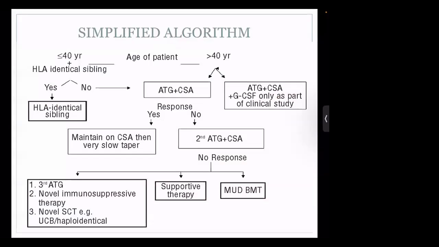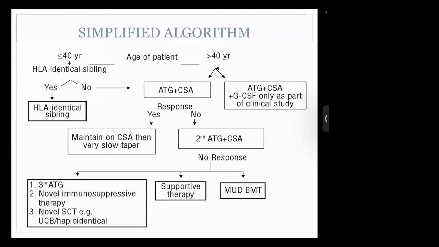Yep. So the most simplified algorithm is to look at the age and also HLA identical siblings. Let's say the age of the patient is more than 40 years old. We don't usually offer stem cell transplant. We will proceed with anti-thymocyte globulin or cyclosporine. If the patient has no response, we can offer a second dose of ATG. If no response, the maximum will be the third ATG and novel immunosuppressive therapy, or just supportive therapy.